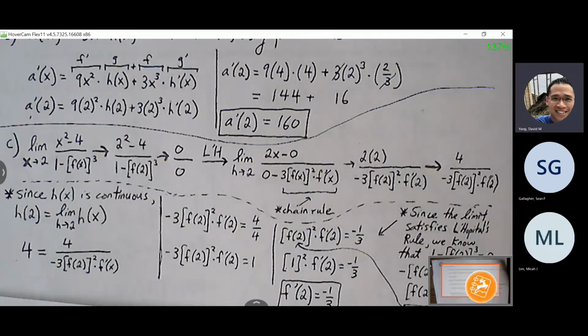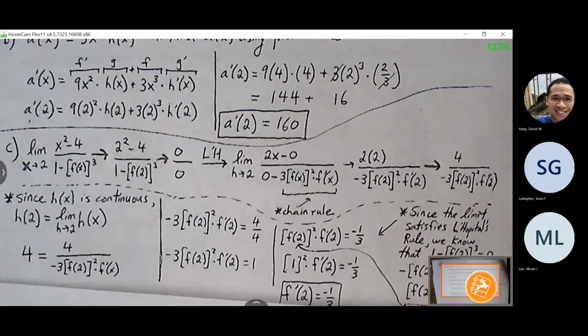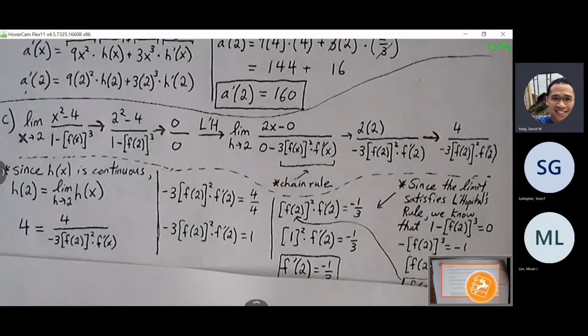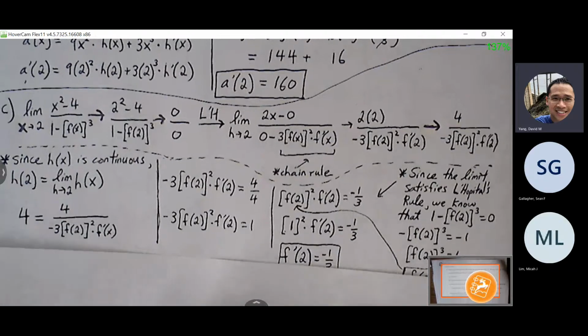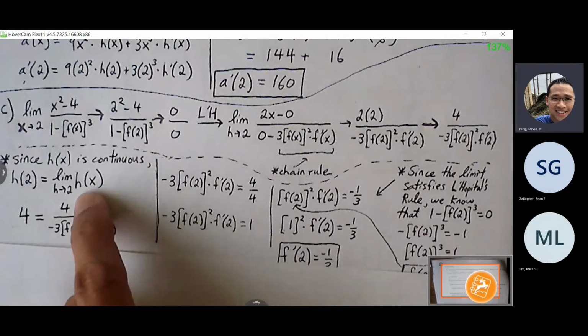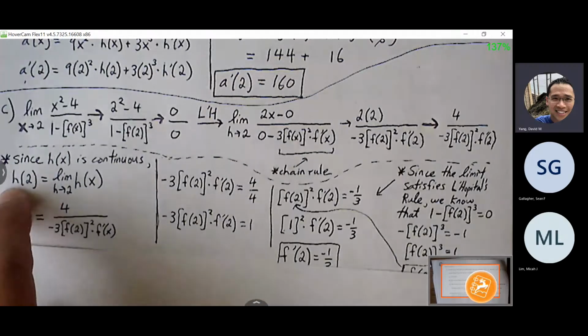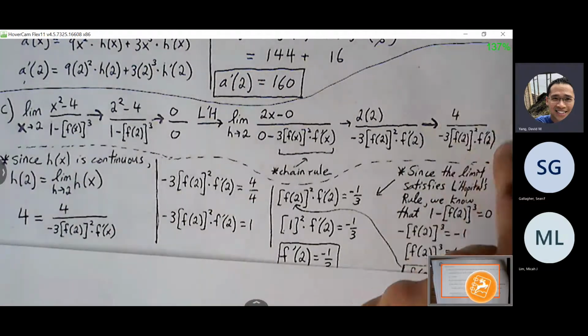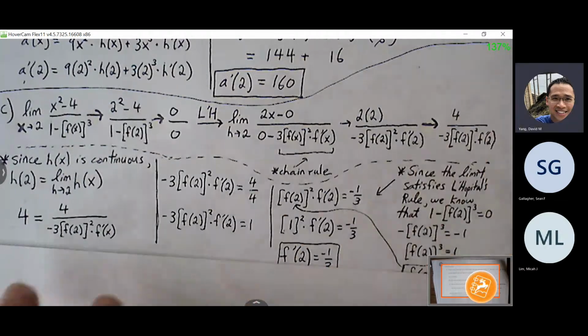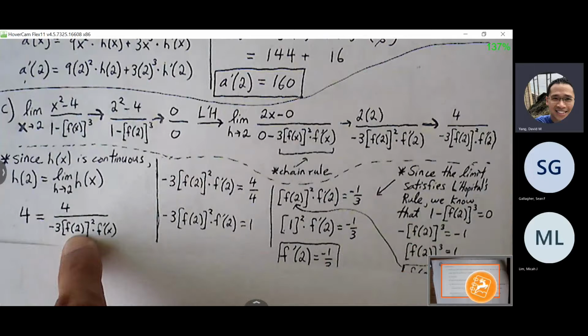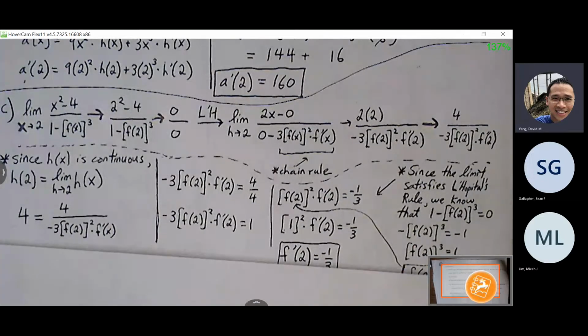Okay, here's the second part of part C. Since h is continuous, we know that h of 2 must be equal to the limit as x approaches 2 of h of x. So we know that h of 2, which is 4, must be equal to this mess. So what if I just set them equal to each other, and I can work backwards to figure out what this f of 2 is equal to. Cross multiply.